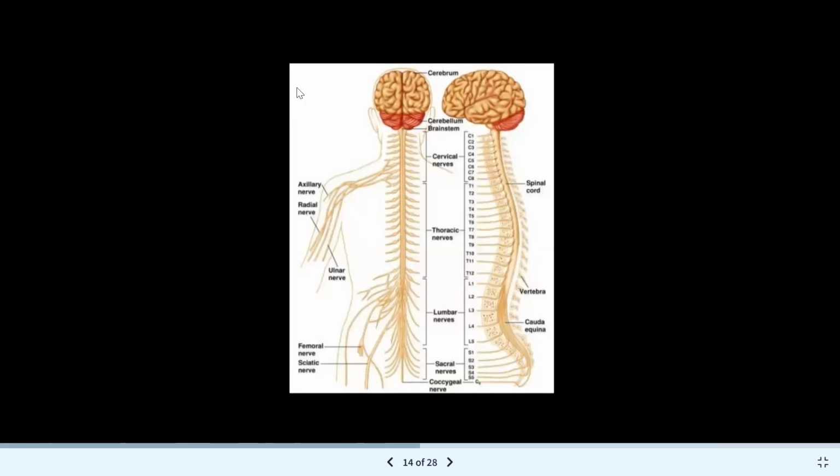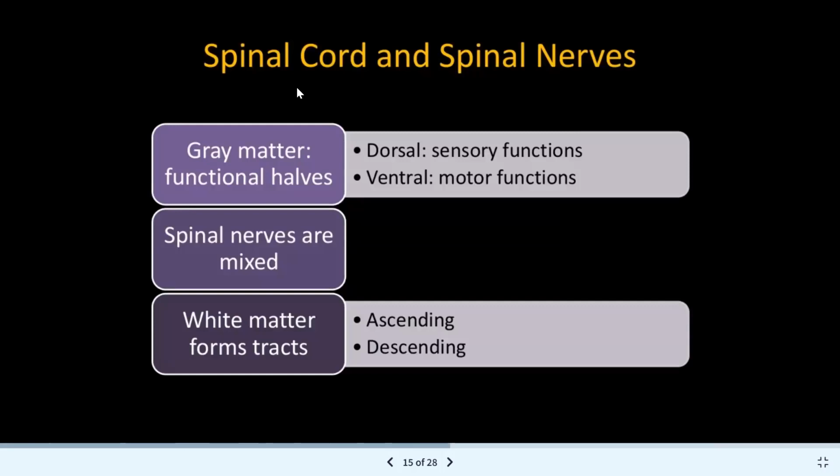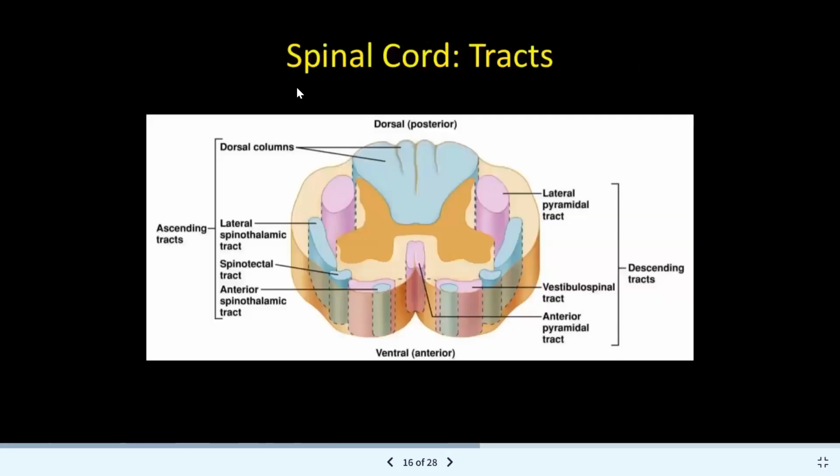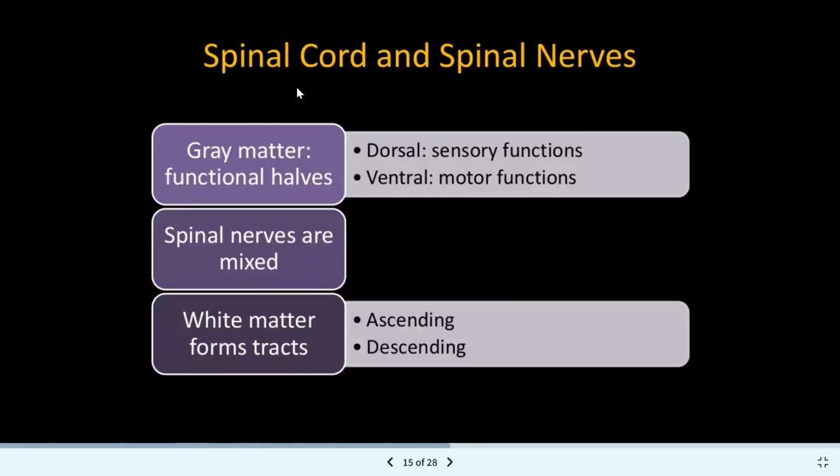Next, if we talk about the spinal cord and spinal nerves, the gray matter is divided into functional halves: the dorsal half related to sensory functions, and the ventral half responsible for motor functions. Spinal nerves are mixed. White matter forms tracts, which can be ascending and descending.